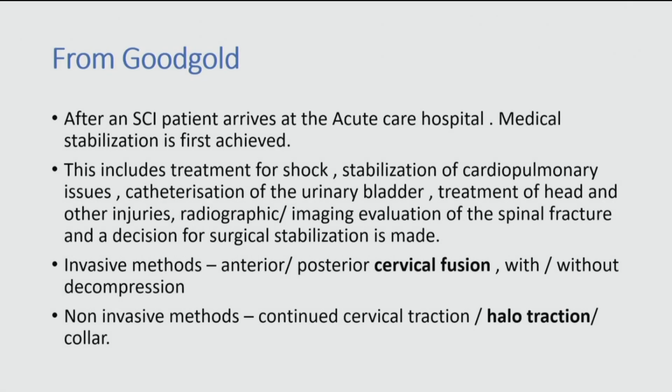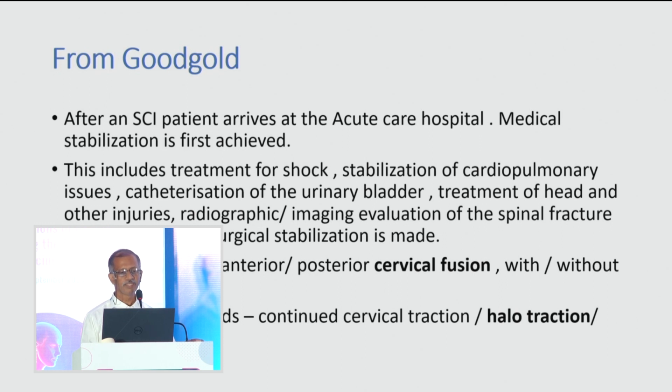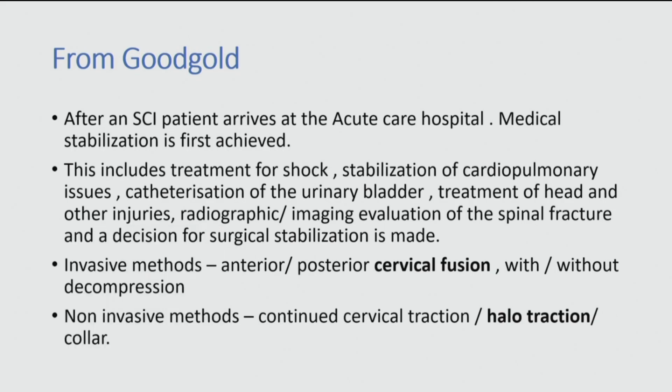From our old rehabilitation medicine textbook of Goodgold, which actually became DeLisa, I think. After a spinal cord injury, when the patient arrives at the acute care hospital, medical stabilization is first achieved, and this includes treatment for shock, stabilization of the cardiopulmonary issues, catheterization of the urinary bladder, and treatment of the head and other injuries. So sometimes people tend to forget about other injuries which should also be addressed, and imaging and evaluation of the spinal fracture, and a decision for surgical stabilization is made.